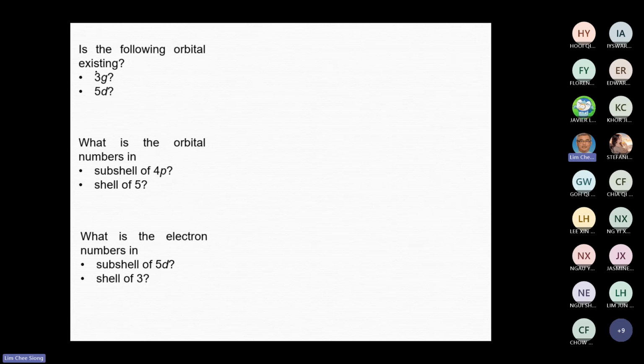Is the following orbital existing? If this question comes out, how do you answer? For example, we refer to n. So n equal to 3, then l will be 0, 1, and 2. Okay, I repeat: n equal to 3, then the l number will be 0, 1, and 2. Then this will show you the orientation, and the ml value we can go for the highest, which is 2. So 0, 1, 2.